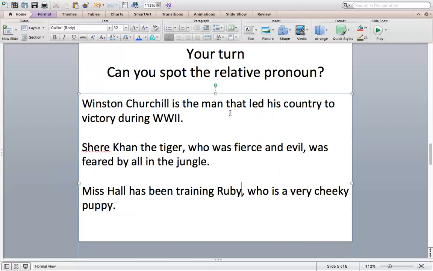So let's just recap. We've got that is our relative pronoun, we've got who, and we've got who. That led his country to victory during World War II is our relative clause. Who was fierce and evil is our embedded relative clause. And who is a very cheeky puppy is our relative clause. Okay?